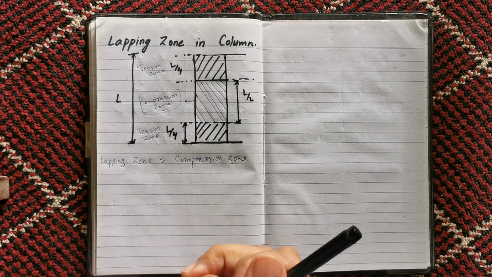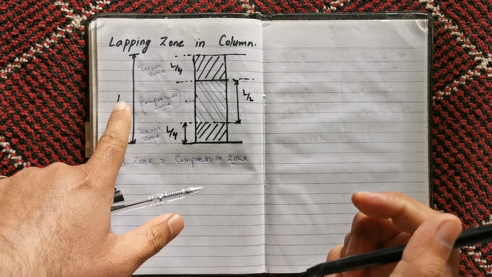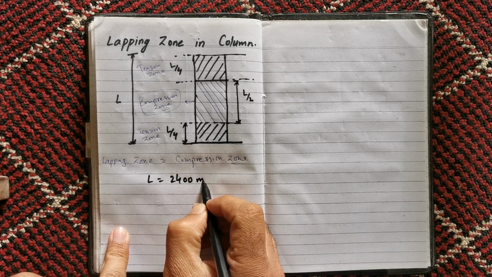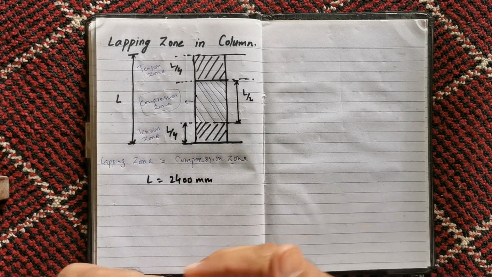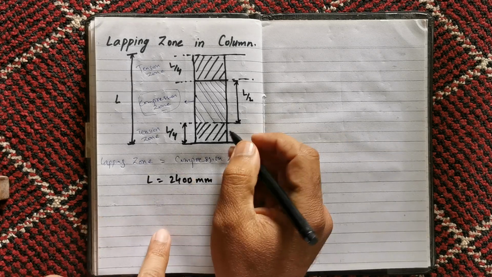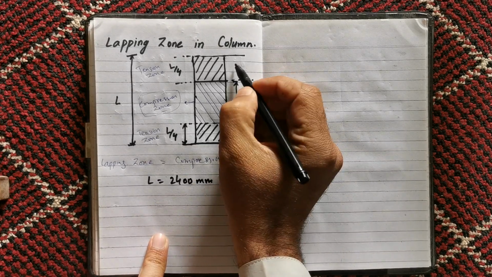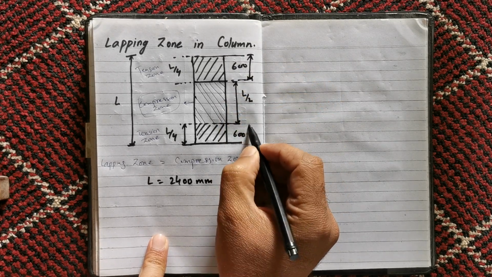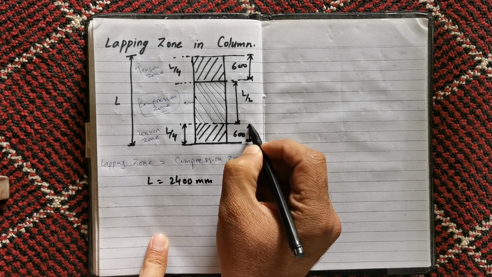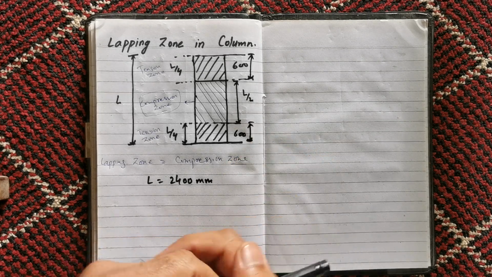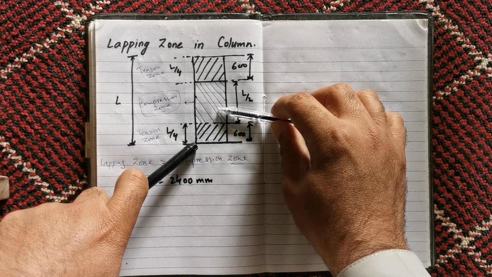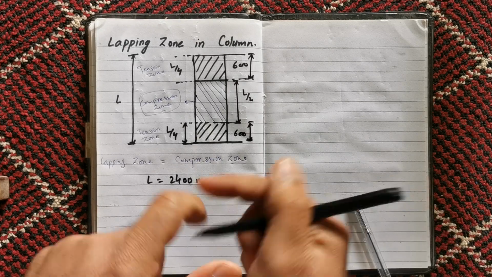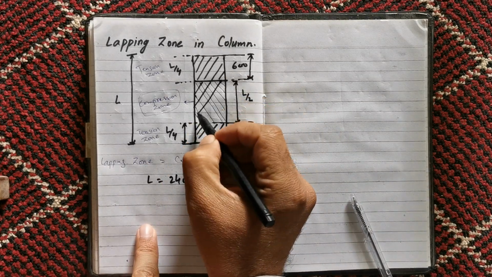Let's consider an example. Let's say the length L is 2400 mm. So where will you give the overlap? You leave 600 from this side and 600 from this side. This portion will become 600 if you divide it by 4, and this portion will also be 600 mm. So you should give the overlap after this 600 and before this 600. You should give the overlap in this zone. So this will be the lapping zone for you in this column.